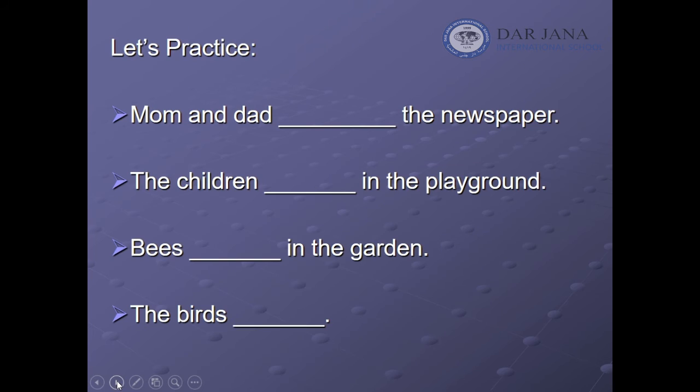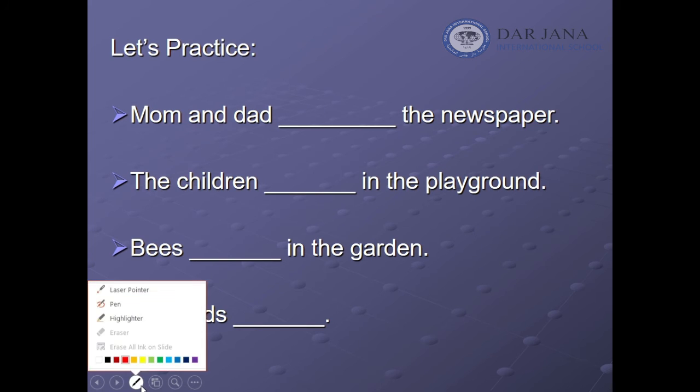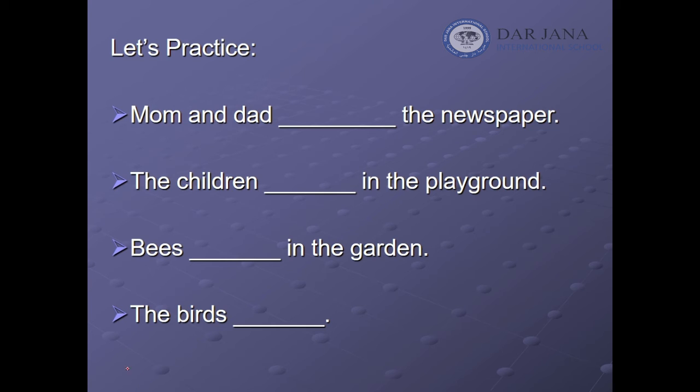Okay, now let's take a look at this. Let's do some practice. Mom and Dad, the newspaper. If the verb is going to be read, okay? Mom and Dad, the newspaper, is it going to be read or reads? That's right, it's going to be read the newspaper.